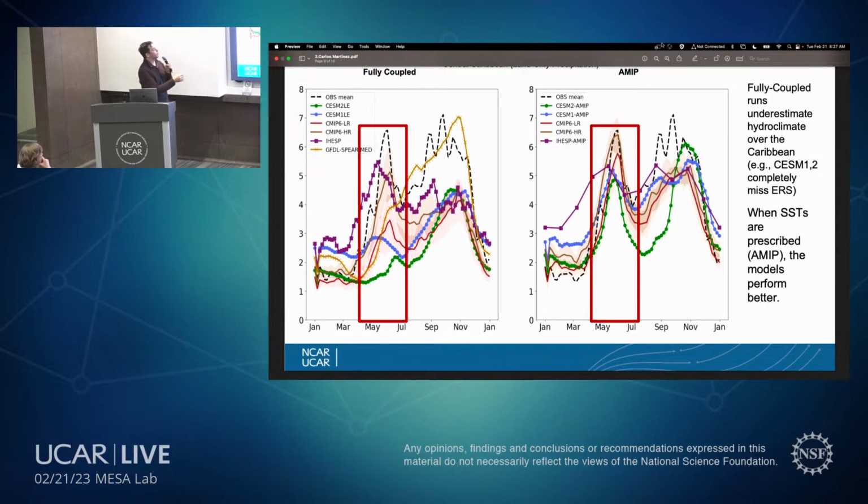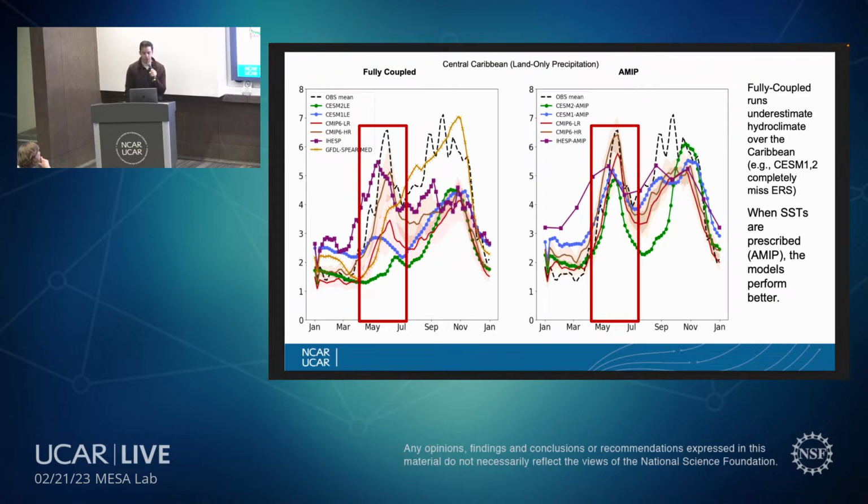For example, in this red box, it's very clear that the fully coupled runs show for many models in their ensemble means, they don't even show an early rainy season, such as the CESM runs, for example, versus the high resolution run, and a difference between the low and the high resolution versions of CMIP6, noting their standard errors in the shading. And the black dotted lines showing the observations.